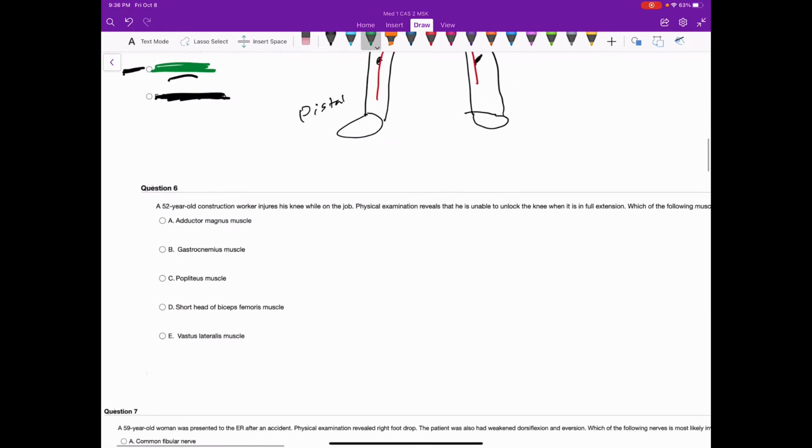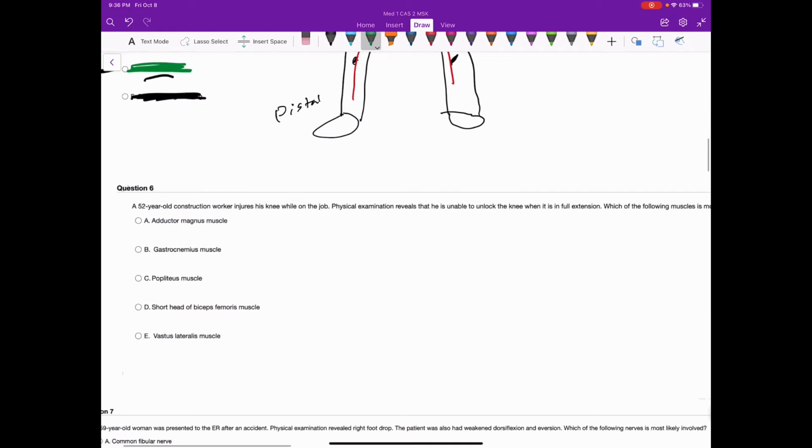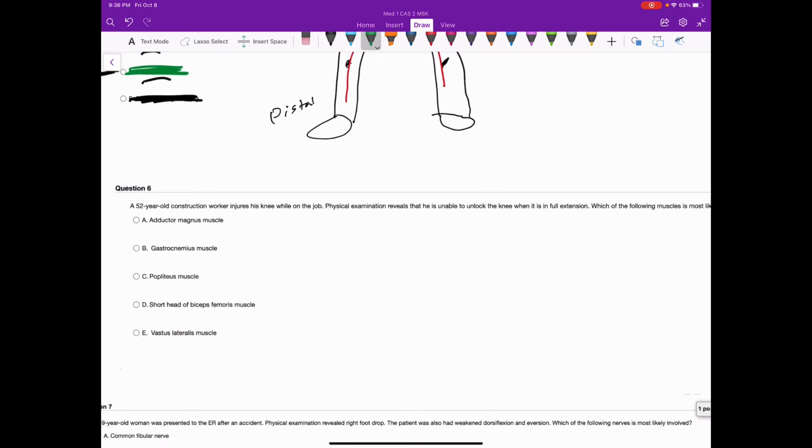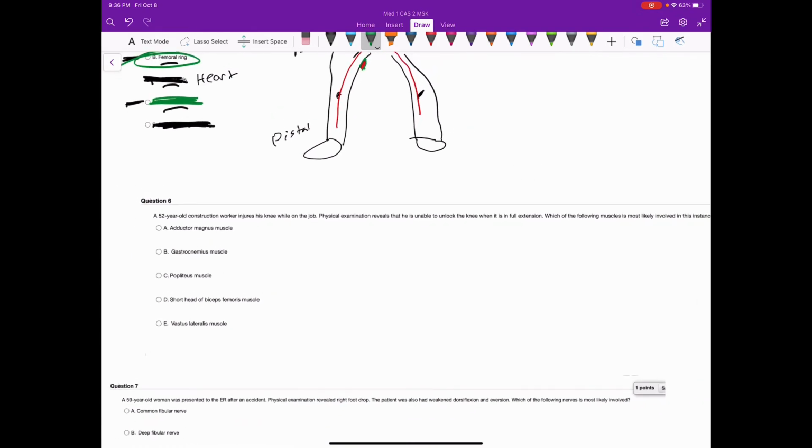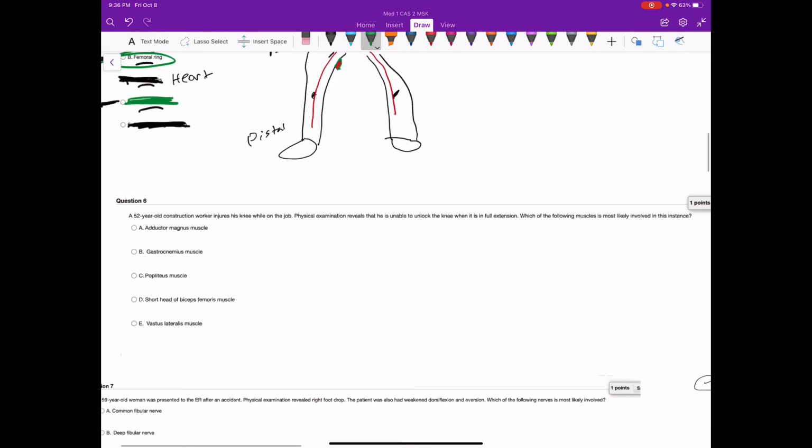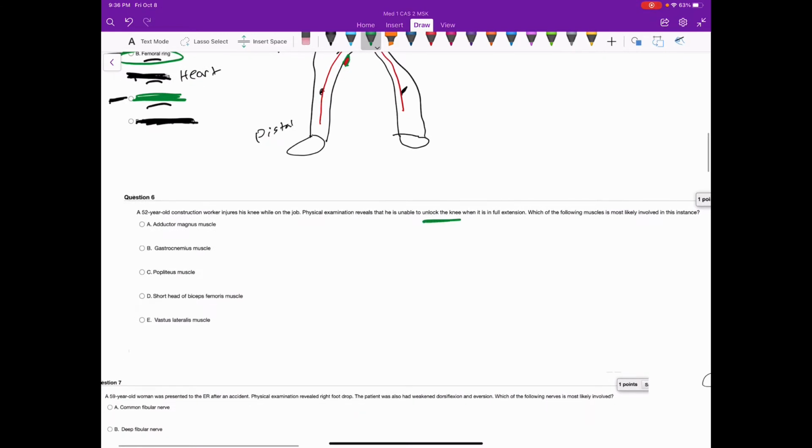Okay, so number 6. 52-year-old construction worker injures his knee while on the job. Okay. Physical examination reveals that he's unable to unlock the knee. Unlock, what does this mean? Okay. When it is in full extension. Okay. Which of the following muscles is most likely involved in this instance? Oh boy. Okay, not too bad.